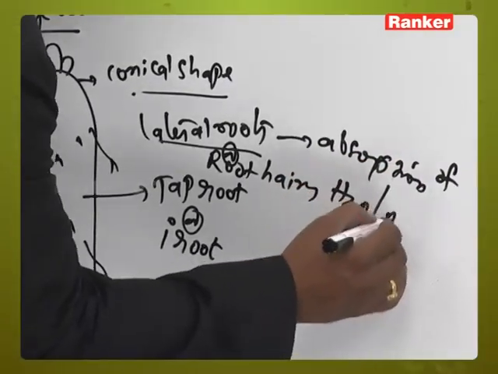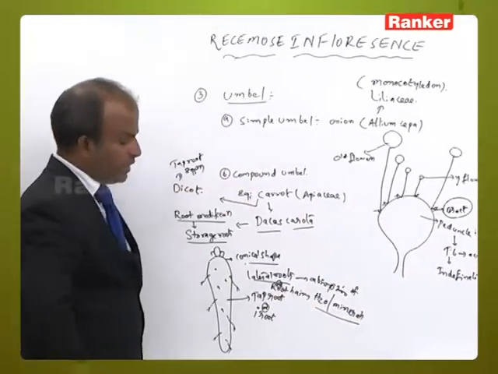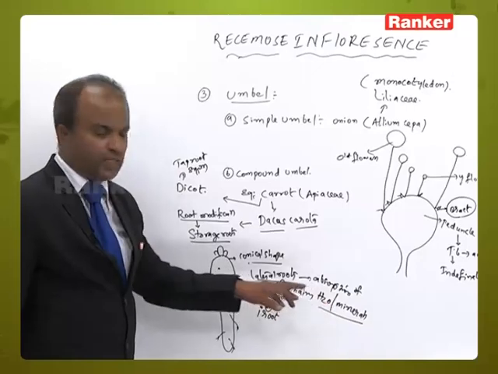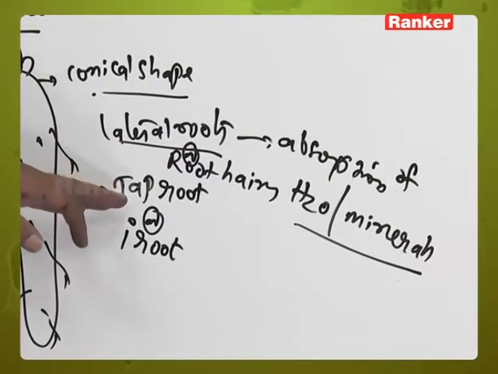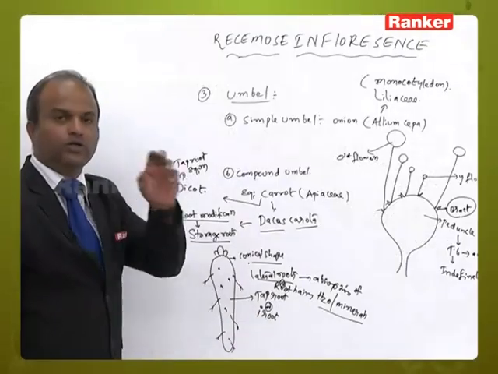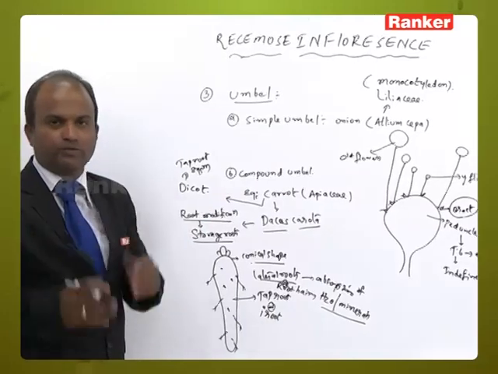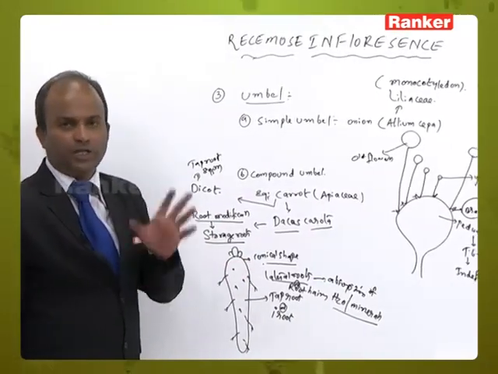water and minerals. Absorption of water and minerals is done by root hairs and it is pumped towards lateral roots. Whereas the taproot or primary root only stores food materials, due to which it becomes bulged and attains conical shape.